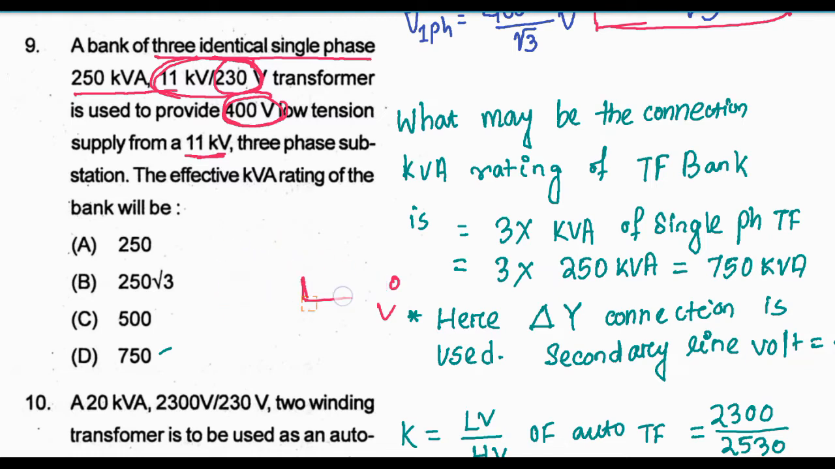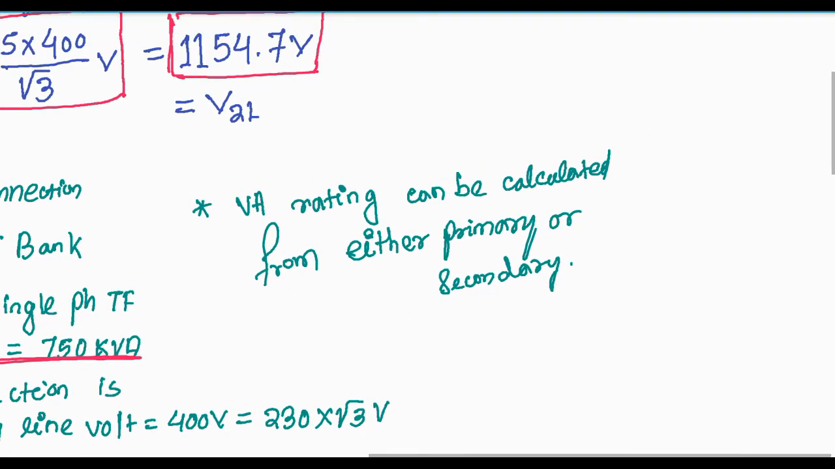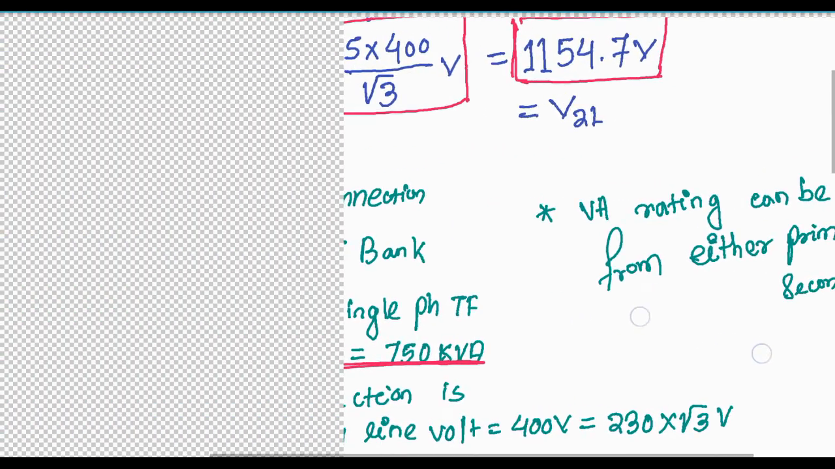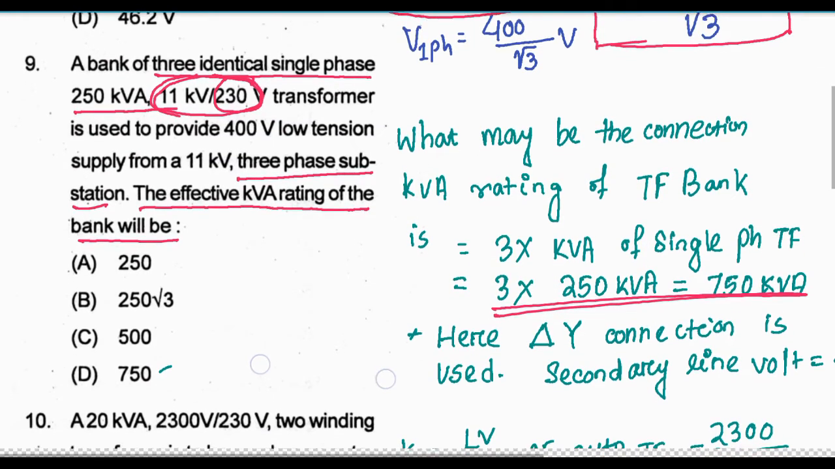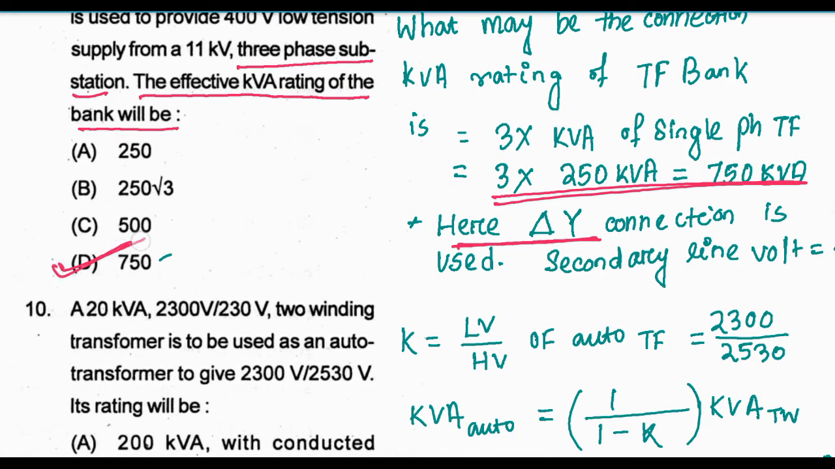Now the part of the question is a 3 phase substation. The effective kVA rating of the bank will be simply 3 into the kVA rating of a single phase transformer. So 3 into 250 kVA, that will be 750 kVA. So VA rating can be calculated from either primary or secondary. I have already explained this one is a delta star connection, and this will be the answer, 750.